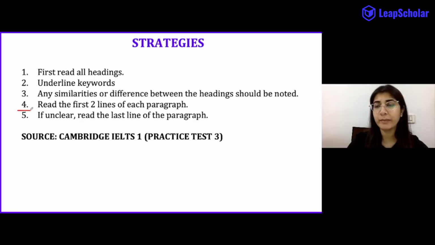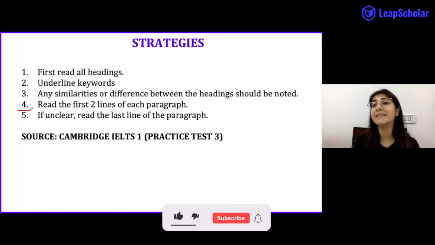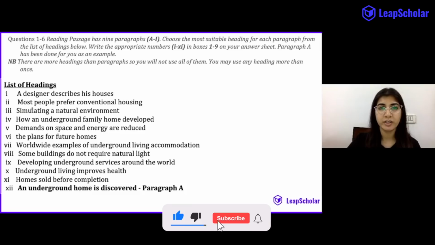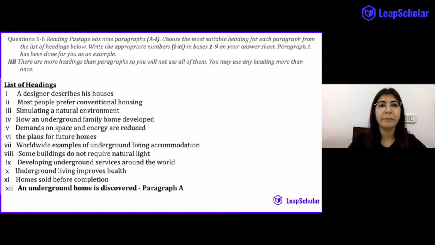So the passage that we'll be reading today has been taken from Cambridge IELTS 1 and it is the practice test 3 passage. So these are our list of headings as the question says. Reading passage has 9 paragraphs and you are given 12 headings. So there are 3 extra headings. Additionally, paragraph A has been done for you as an example. So the 12th heading corresponds to paragraph A.